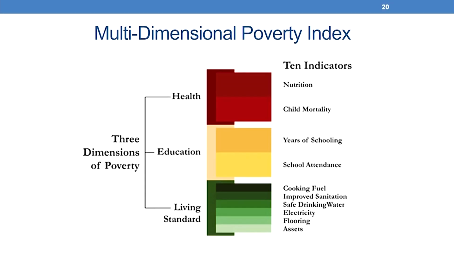Now, these three dimensions of health, education and living standard are further divided into 10 indicators. Health has two indicators, nutrition and child mortality. So, nutrition within the family and child mortality are process indicators that go on to explain, and they could also be outcome indicators which go on to explain the state of health. Education has two indicators, years of schooling and school attendance, and living standard has six indicators: cooking fuel, improved sanitation, drinking water, electricity, flooring and assets.